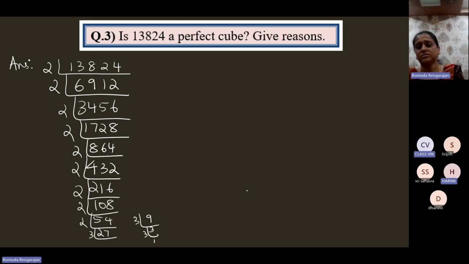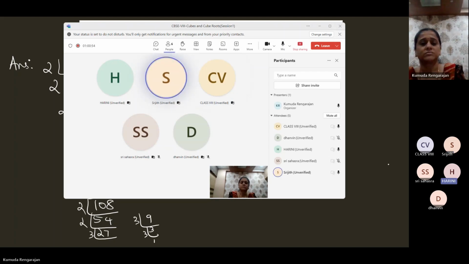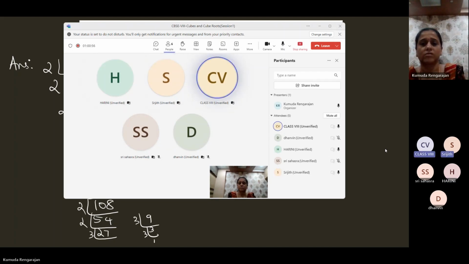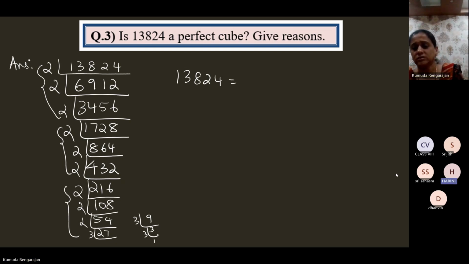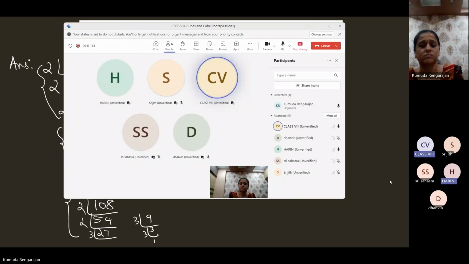Ma'am, the answer is 36, ma'am. 36 is the answer. Final answer. Cube. So 13,824 is equal to 1, 2, 3, 1, 2, 3, 1, 2, 3. So 2 raised to the power 9 into 3 cube.